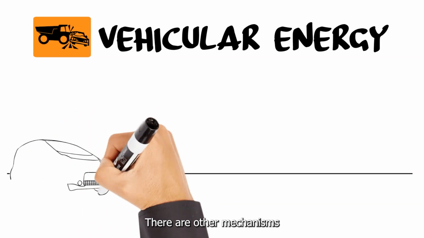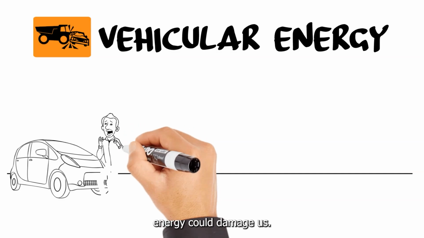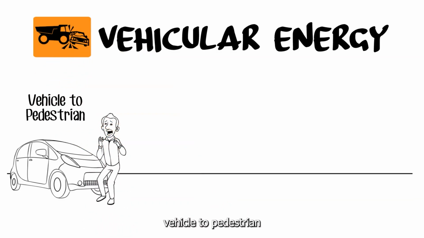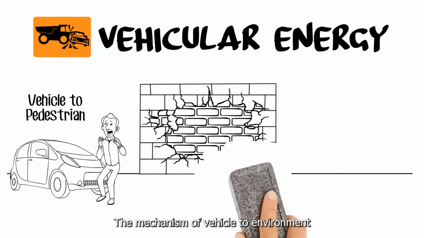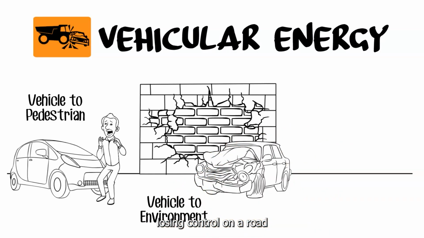There are other mechanisms by which the hazard of vehicular energy could damage us. These other mechanisms are vehicle to pedestrian and vehicle to environment. The mechanism of vehicle to environment could be associated with a vehicle losing control on a road in slippery conditions. It could involve the vehicle losing control and striking the wall in the underground environment.